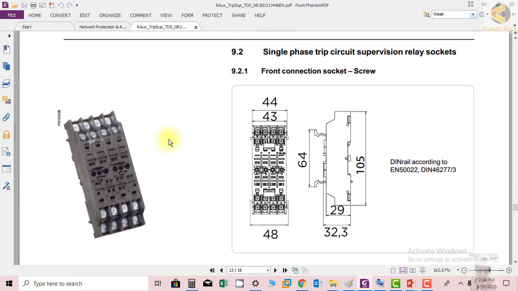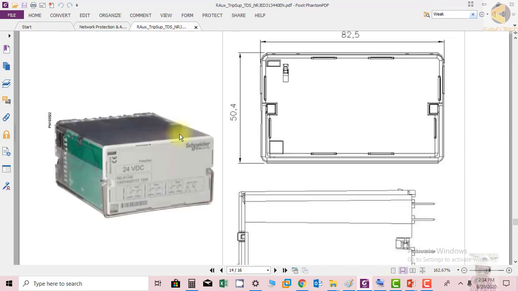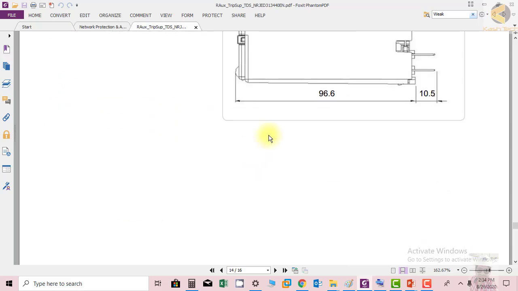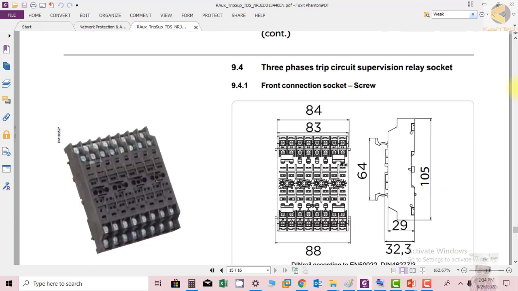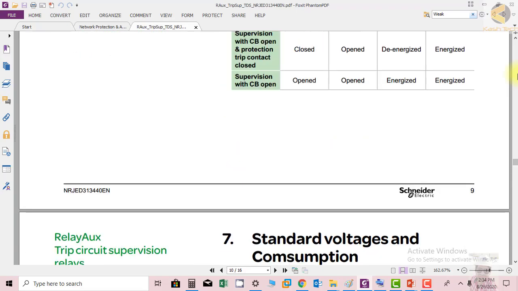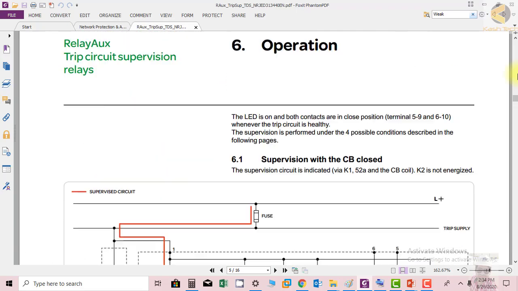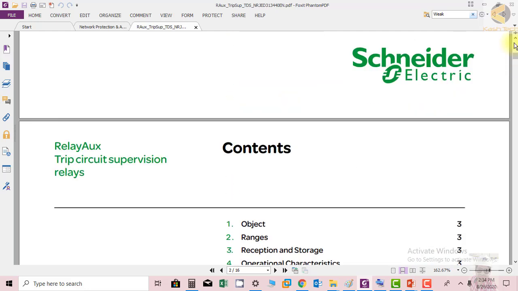This is basically the base of the relay. This relay, as you can see here, has 2 plus 2 plus 2, 6 coils. So each pair is for one pole of the circuit breaker. So this is all about the Schneider relay manual. They have explained the operation of the relay and the diagram in a very excellent way. So this will be really helpful for you to understand the supervision concept.